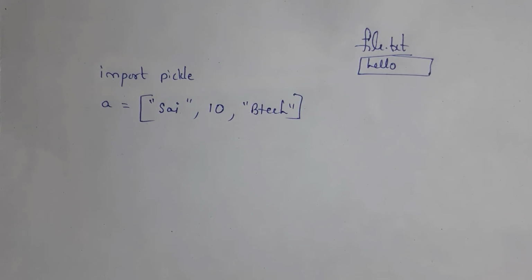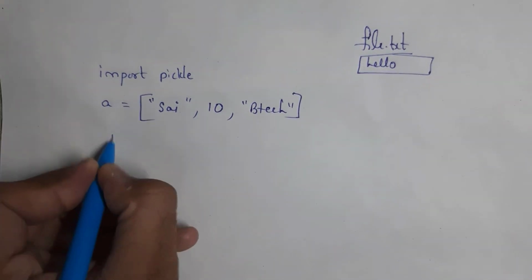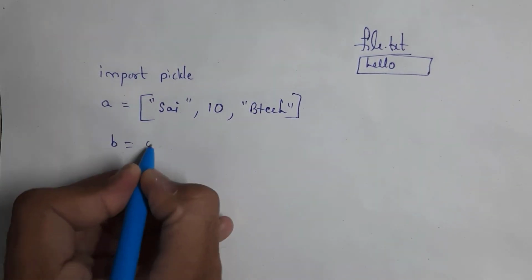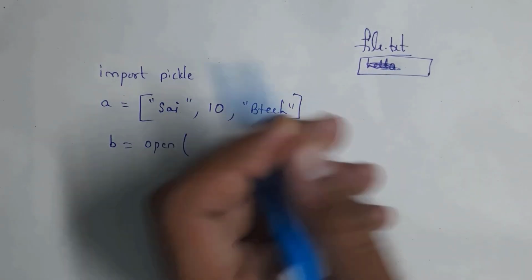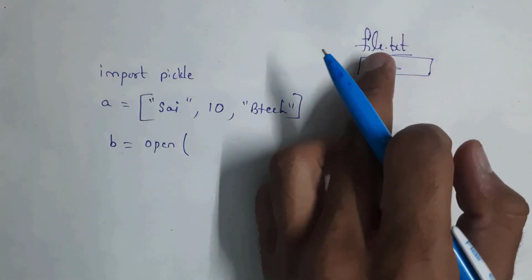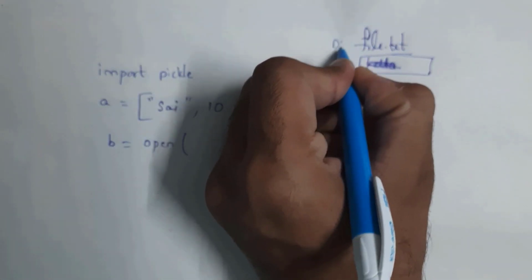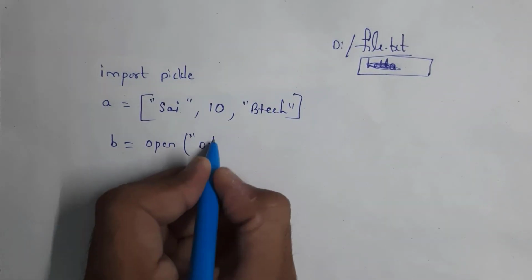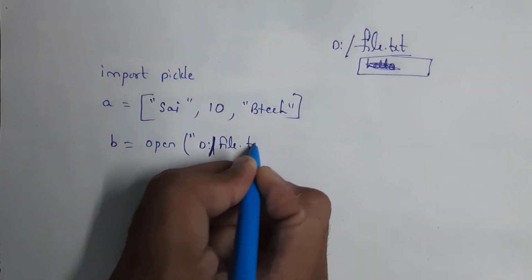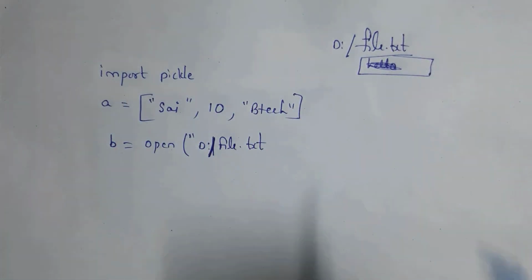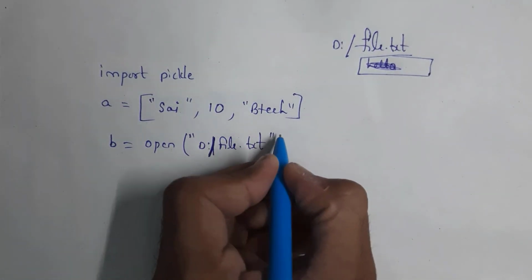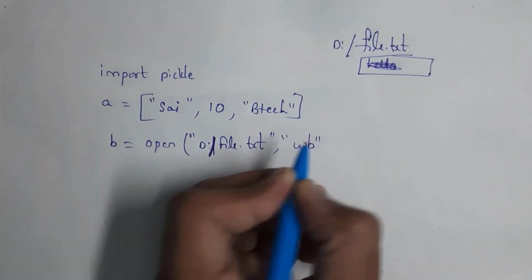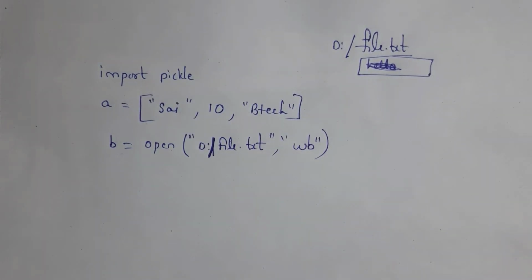Normally we are not storing text data. We are storing list. So in order to store list inside file, just write here b equal to, where b is object, equal to open. Inside open function, I want to store this list inside my file. My file name is file.txt which is present in local disk D. So write b equal to open, in quotations write d / file.txt. In order to store list you need to open this file in write binary mode. We can only use binary mode. We are not storing text, we are storing list. So take here write binary mode.